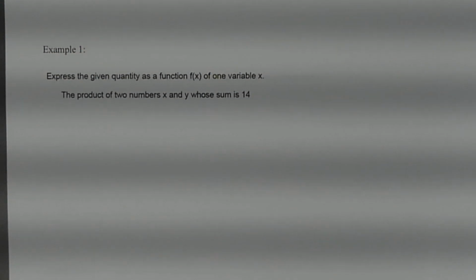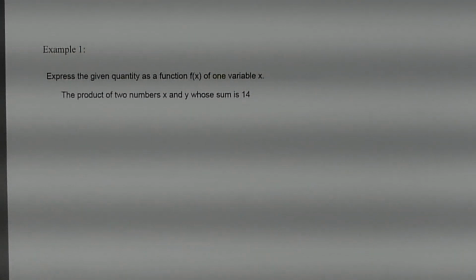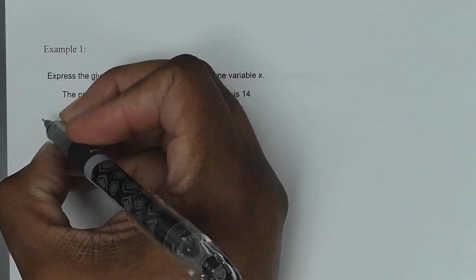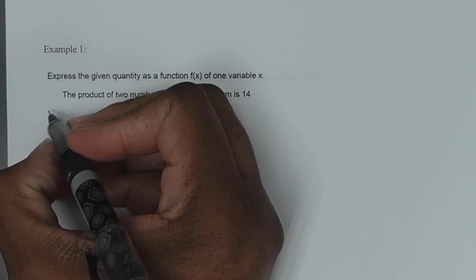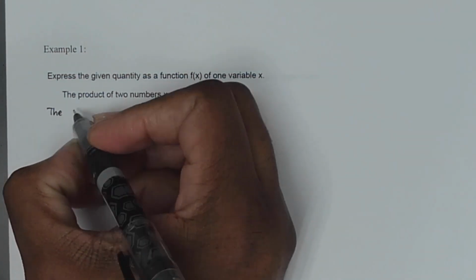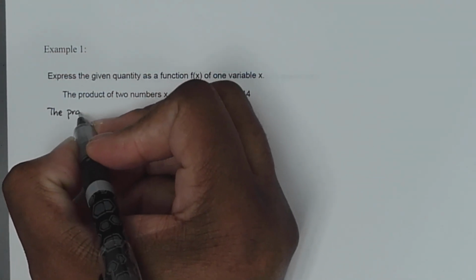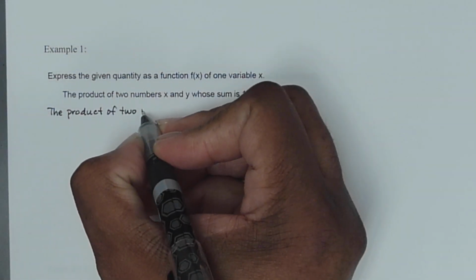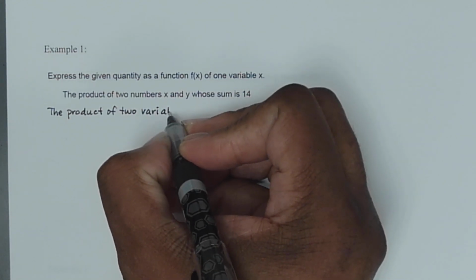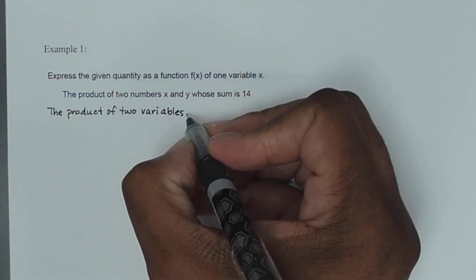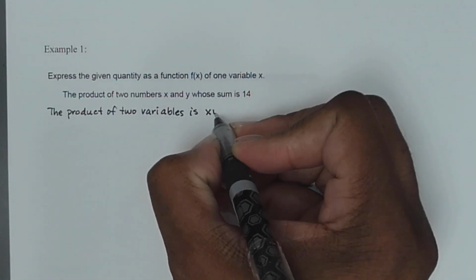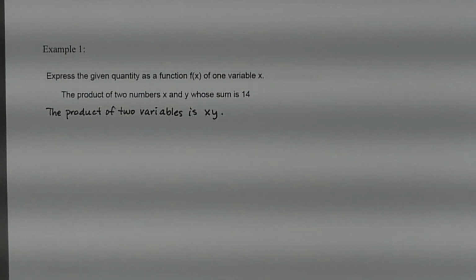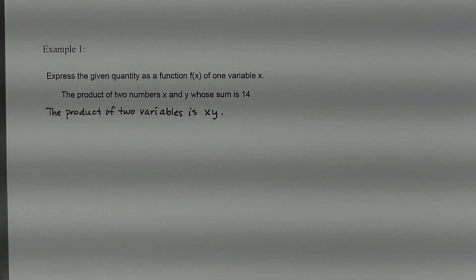Now, the word product does mean multiplication, so that means that the product of the two variables that we'll deal with is x times y. That's a product of two variables written in that form, x times y.